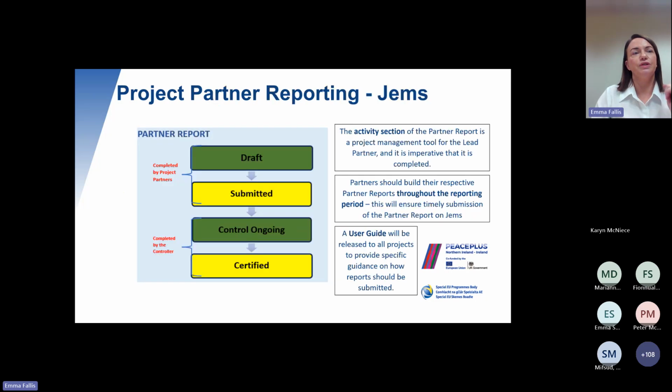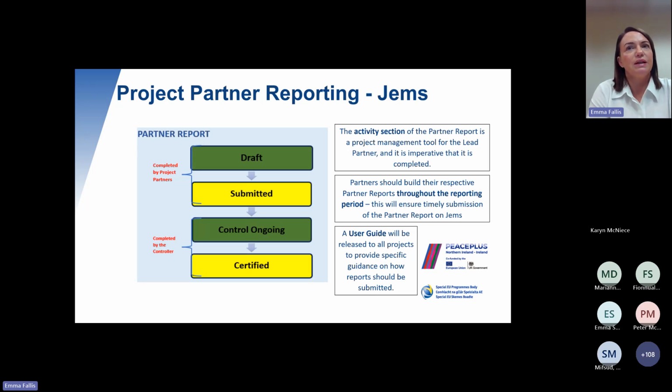So first of all, I'm going to tell you about a partner report. A lead partner and all project partners must submit a partner report. There's two sections to a partner report. One area is about the activity. The activity section of the partner report is a project management tool for the lead partner, and it's imperative that it is fully completed by all partners, lead partner and all.